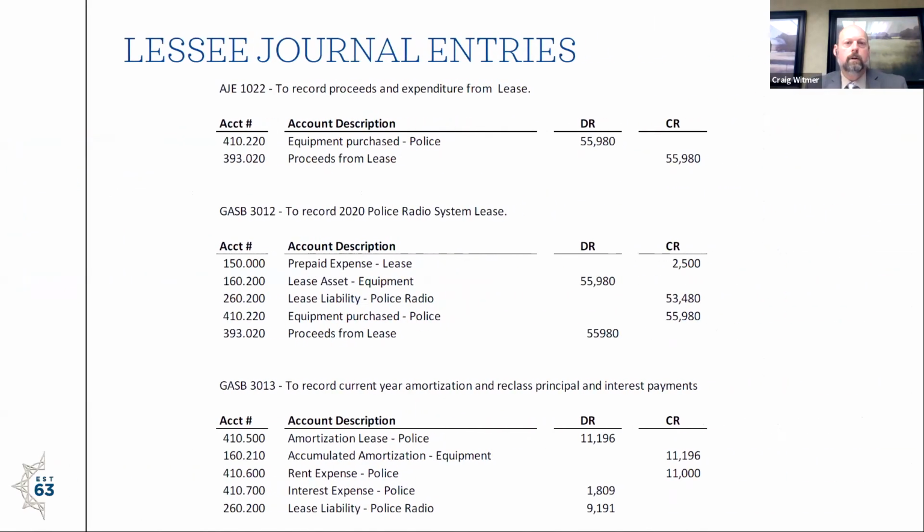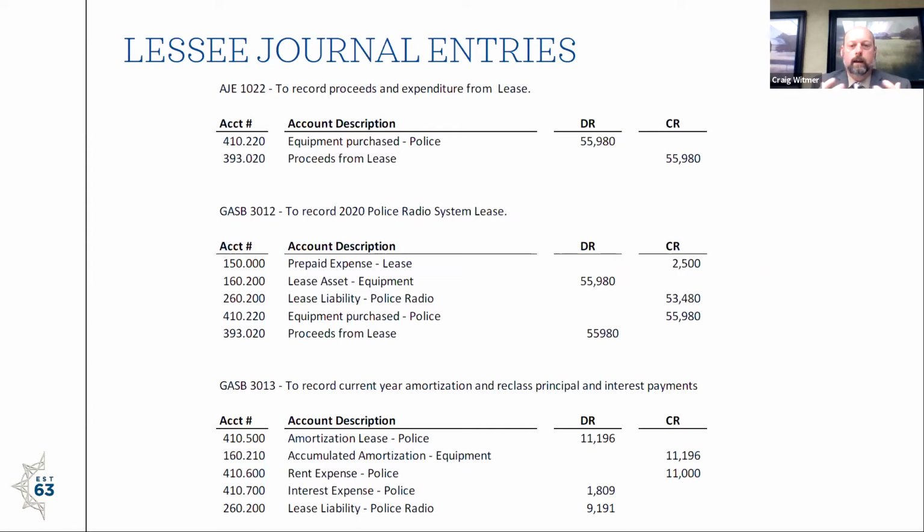So just a little bit on the journal entries. We'll go through these relatively quickly. This shows you an example for the lessee. The first journal entry is where you lease that asset at the fund level, modified accrual, where you've got the proceeds from the lease and equipment purchased. Then you're going to convert it at the government-wide level. You might have some prepaid lease expenses. You're going to book the leased asset and the lease liability, record those transactions, and wipe out that equipment purchase and the proceeds from the lease.